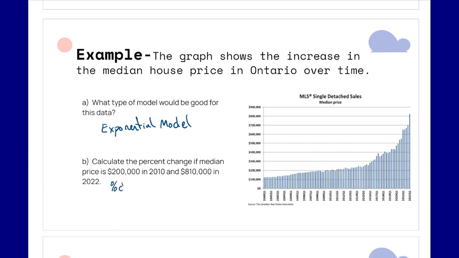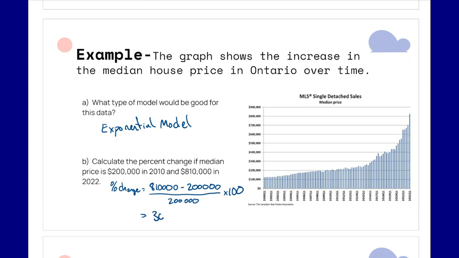So again, the percent change is the new value minus the old value, divided by the old value, multiplied by 100. Go through and we calculate it. Again, not a difficult calculation. We just want to make sure that we are doing it correctly.